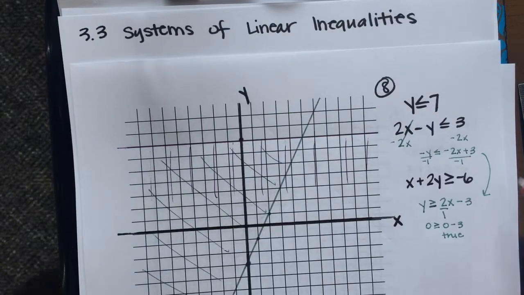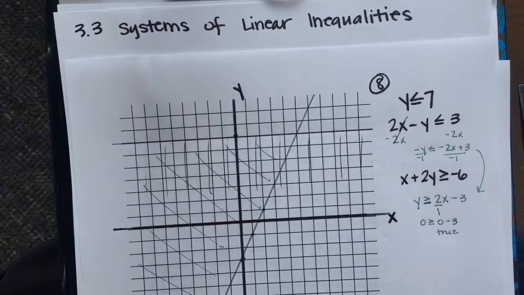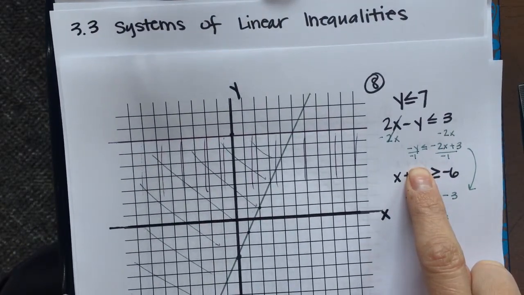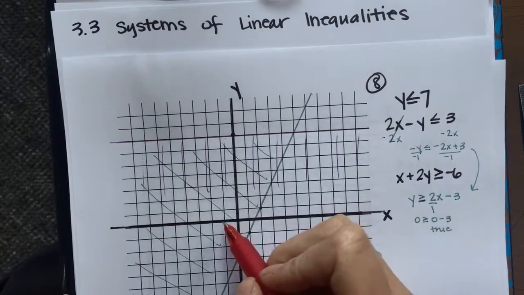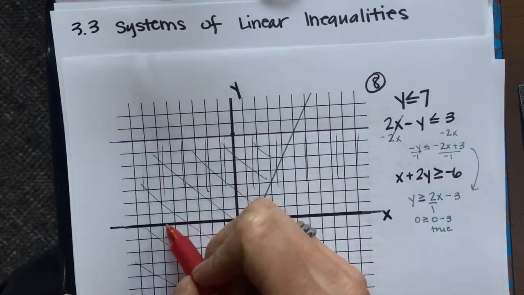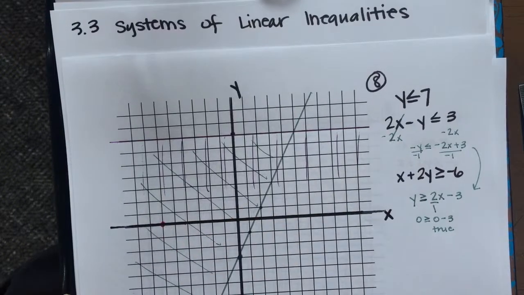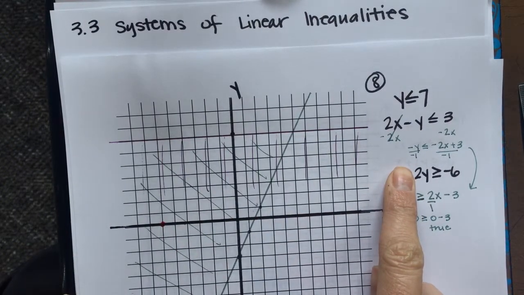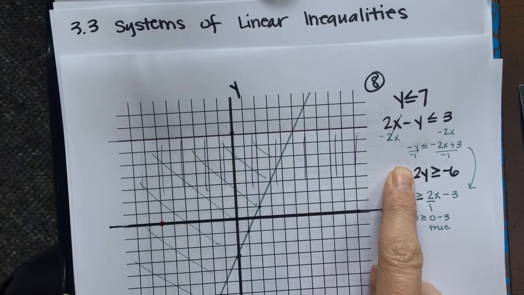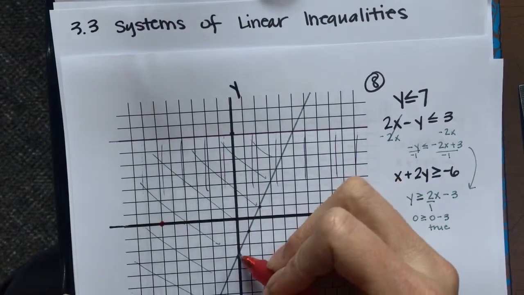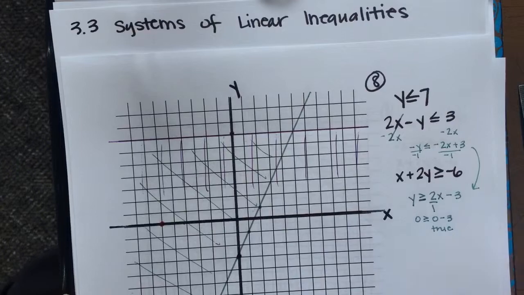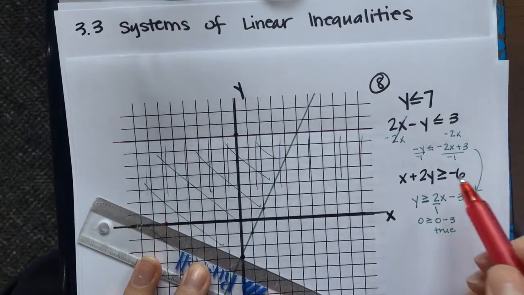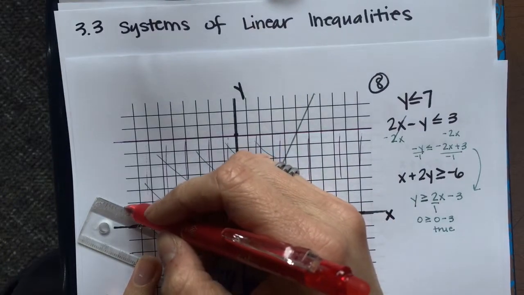This bottom one I am going to graph using intercepts. So if I put 0 in for y, x equals negative 6. The x-intercept is negative 6. If I put 0 in for x, 2y equals negative 6. So by dividing by 2, you get y equals negative 3. That's right here where the other one was. That also is a solid line, has the or equal to.